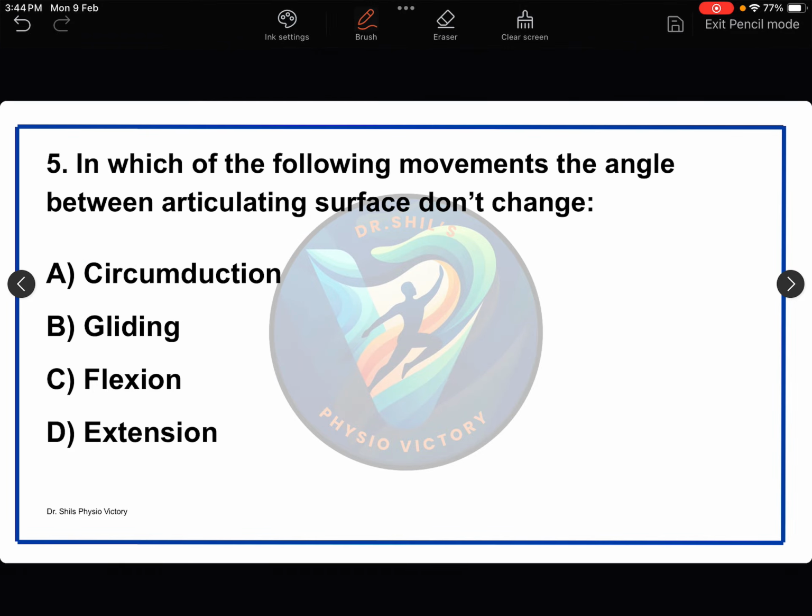Next, come to question number 5. In which of the following movements the angle between articulating surface do not change? Option A circumduction, option B gliding, option C flexion and option D extension. Here the correct answer is option B gliding.